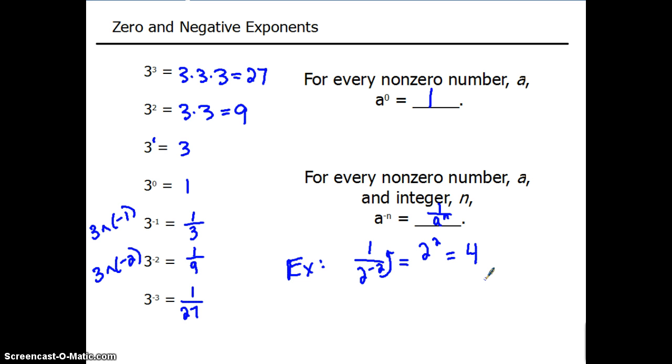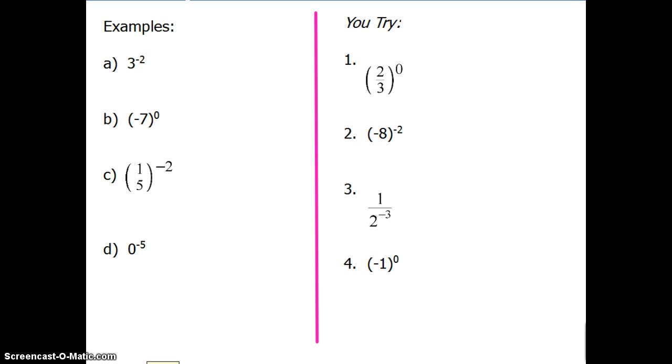Okay, so once you have moved it across the fraction bar, the negative has done its job and it goes away. So notice how when I moved it to the top, that negative exponent went away, and the answer on that example problem I made up would be 4. All right, taking a look at your next slide, I'm going to do 4 examples with you, and then I'm going to ask you to try 4 on your own.